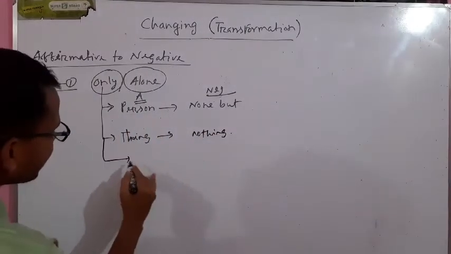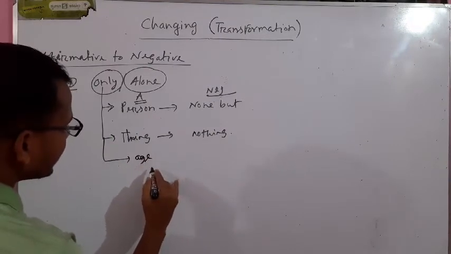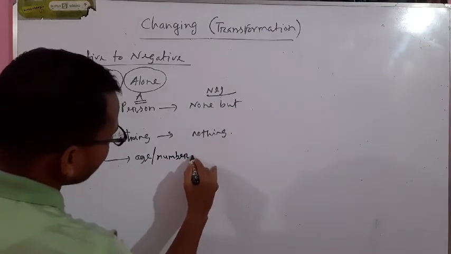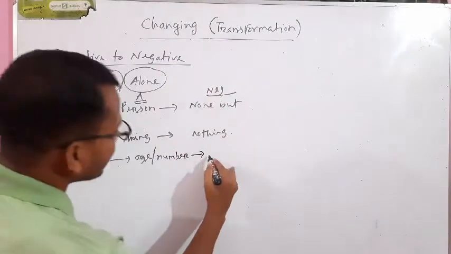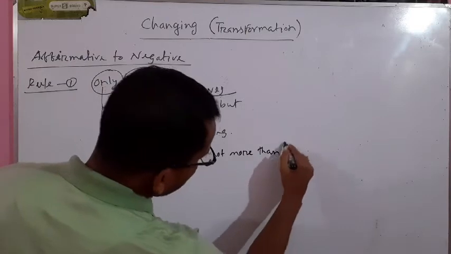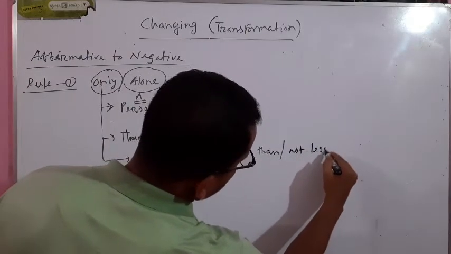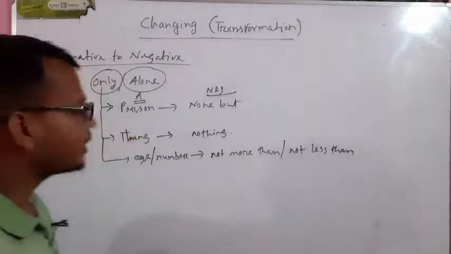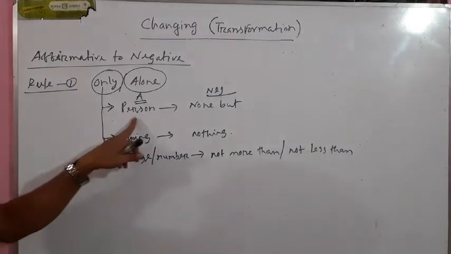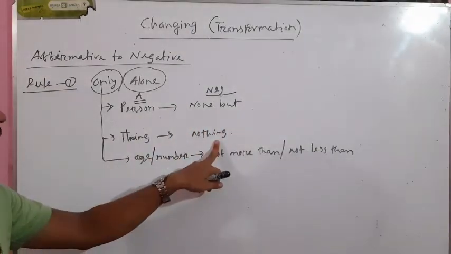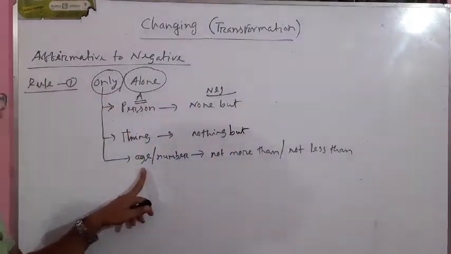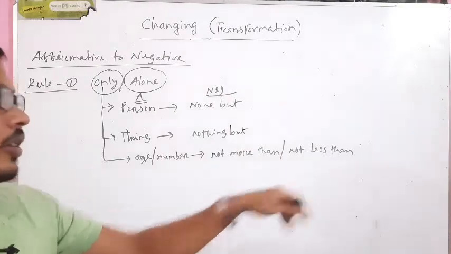But if it indicates age or number, then we have to use not more than or not less than. Okay, I think this rule is clear, but we have to give some examples for your better understanding. Person: none but. Thing: nothing but. Age or number: not more than or not less than.